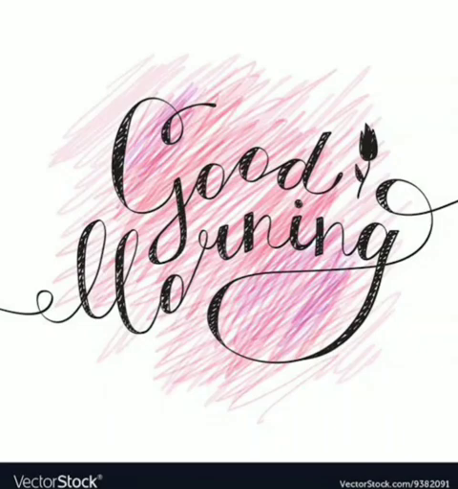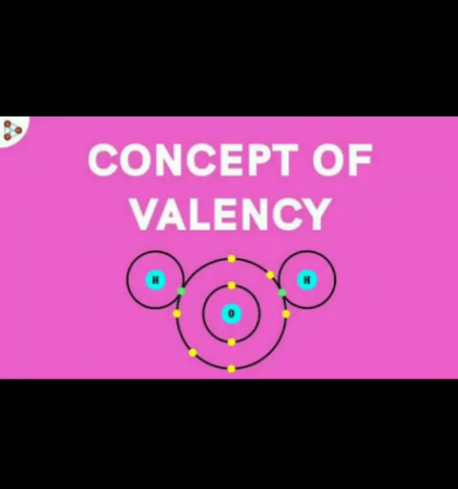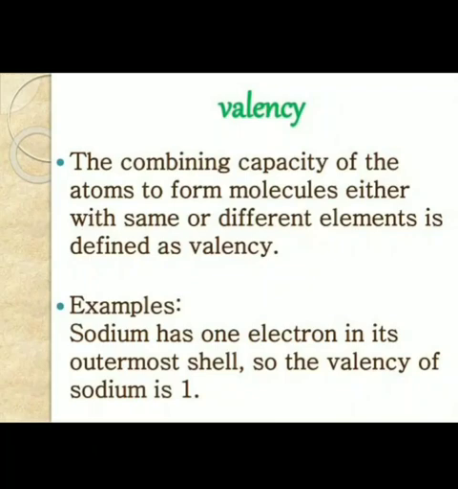So, let's discuss what is the term valency. Valency means the combining capacity of the atoms to form molecules, either with the same or different elements. For example, sodium. The valency of sodium is 1 because it consists of only one electron in its outermost orbit. So the valency of sodium equals 1.